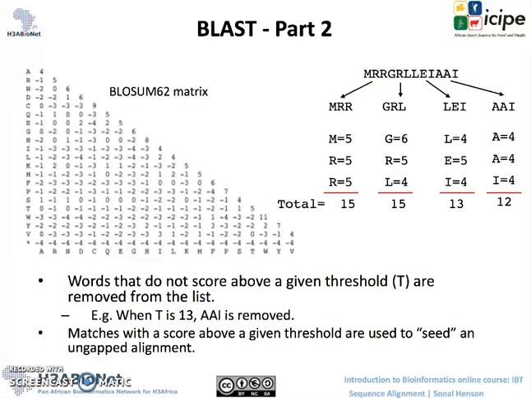The words that are below some particular threshold are then filtered out. You can specify this as a BLAST option. Example, when threshold T is 13, the word AAI is removed from the list. This is just a way of removing uninformative parts of the sequence that aren't going to be very useful when searching through a database, and they're going to occur a lot of times. The words that are retained are then used to seed the next step, which is constructing an ungapped alignment.